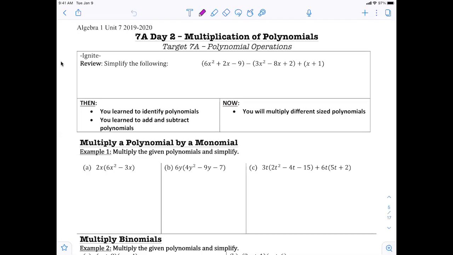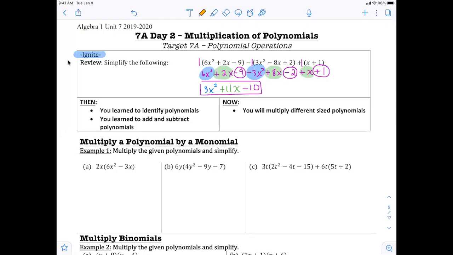Hello, everyone. Today we're going to be multiplying polynomials. We spent the last day basically adding and subtracting, so the next logical step is to move forward in our operations. So before you guys get started, if you guys could please simplify the problem at the top of the page, that would be amazing. Pause your video now.